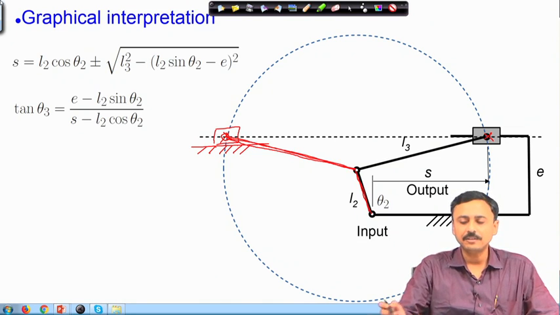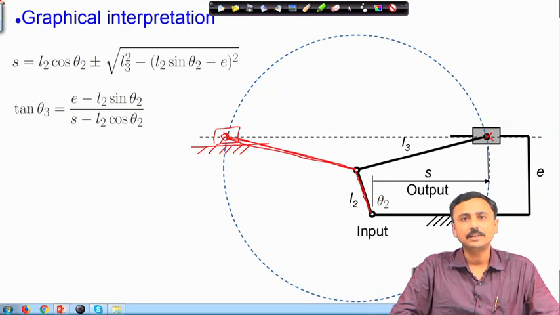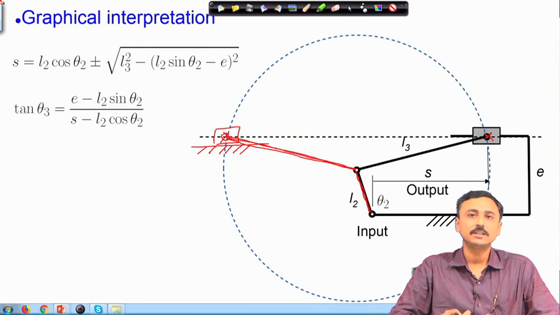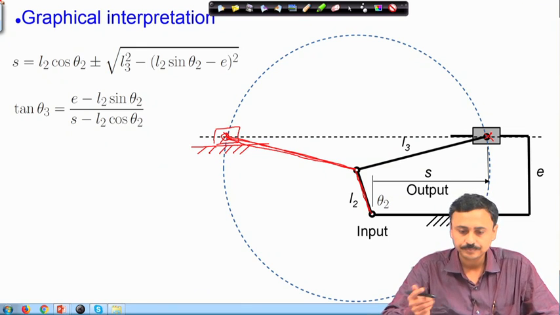Therefore, the black configuration is one configuration, the red configuration is the other configuration, and these are the two solutions, the two assembly modes of this kinematic chain. If this is a Grashof chain, then these two are distinct. If this is a non-Grashof chain, then you can go from one configuration to the other.